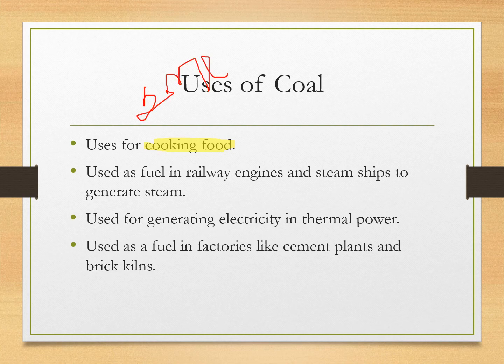A lot of smoke has been produced. When they are producing a lot of smoke, that means they are polluting the environment. That is why it is not advisable to use coal for cooking. It has been replaced by natural gas.